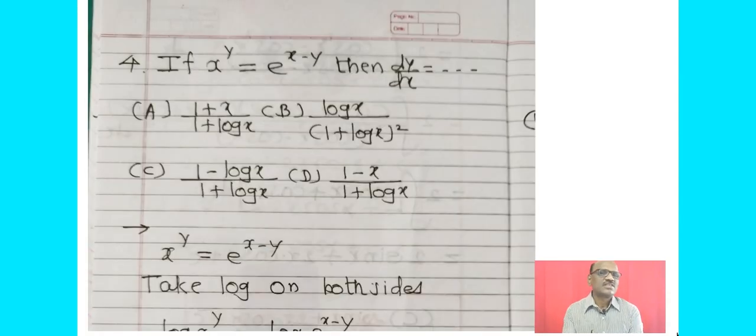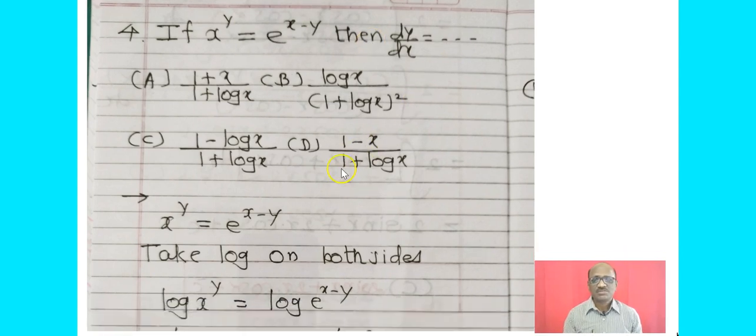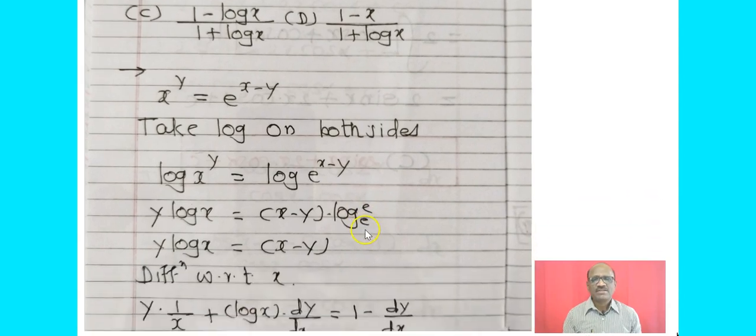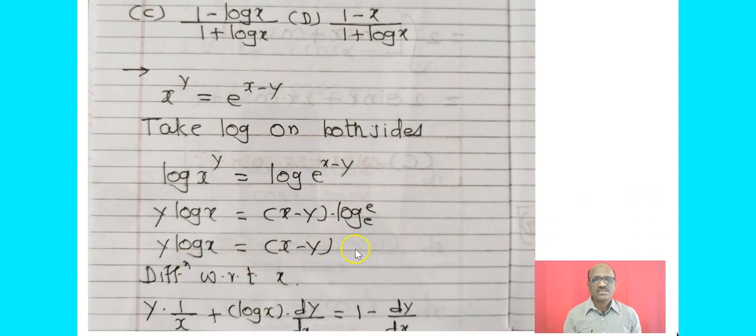Now the next question is from the implicit derivative: x raised to y equals e raised to (x minus y). Then show what dy/dx equals. This is a very interesting problem. Take log on both sides, then you will get log of x raised to y equals log of e raised to (x minus y). Now using the rules of the logarithm, y log x equals (x minus y), since log of e to the base e is 1.